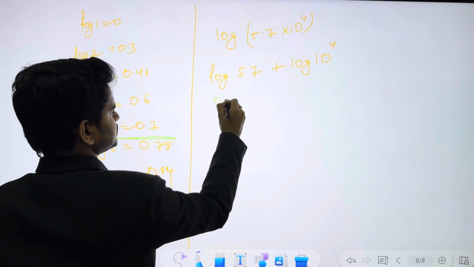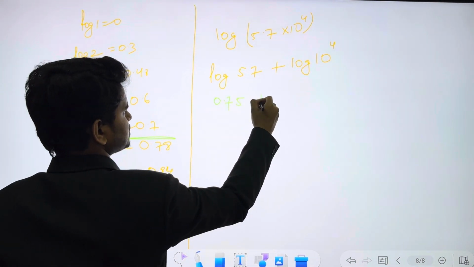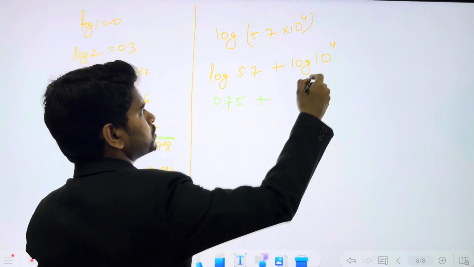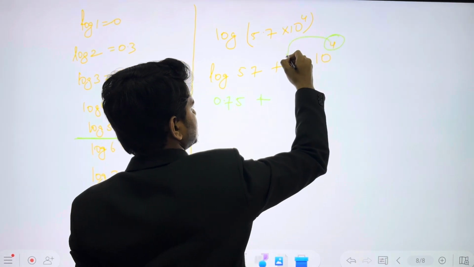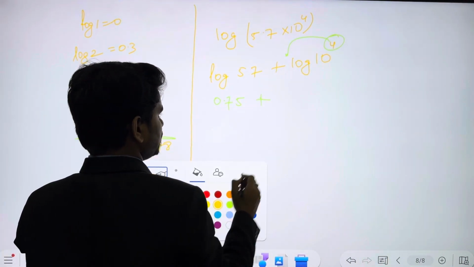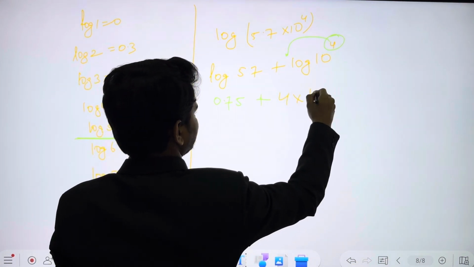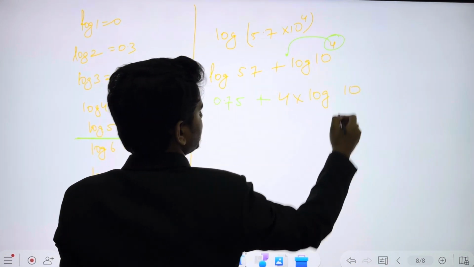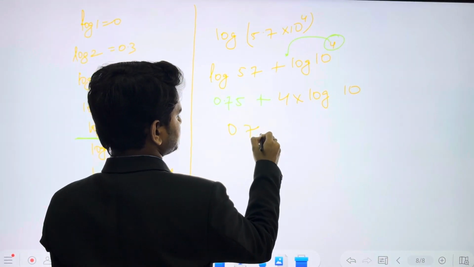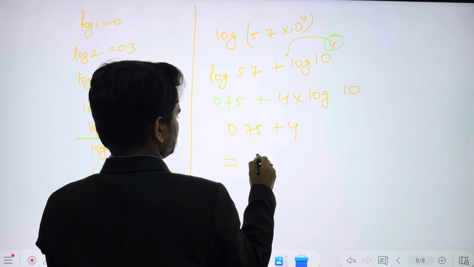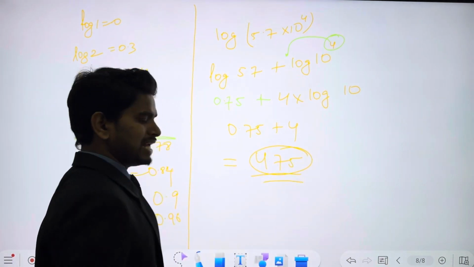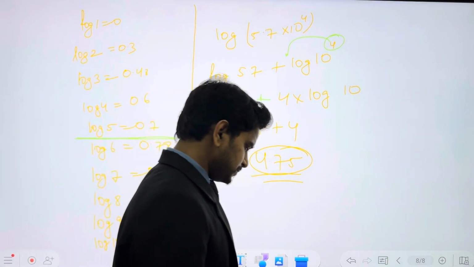Thus we can write the value as 0.75 plus log 10 to the power 4. You know a to the power b, so the power will jump over here, and we get 4 into log 10. And log 10 value is 1. So you can say 0.75 plus 4, that comes to 4.75. That's the answer you have. Okay?